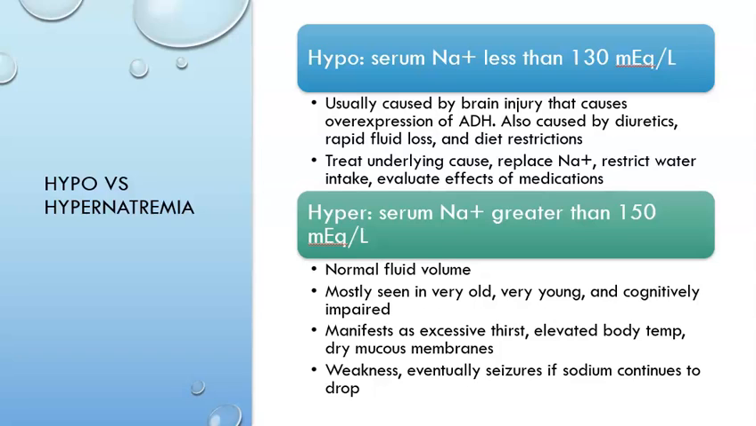Hypernatremia is when your serum sodium is greater than 150. These patients are going to have a normal fluid volume, so their vital signs will be normal. Their neurologic status may be normal, but they could be cognitively impaired because they're going to have excessive thirst. They'll have an elevated body temp and dry mucous membranes. So their sodium is high, but they'll need fluid to dilute that. They'll be weak, and they could go into seizures.